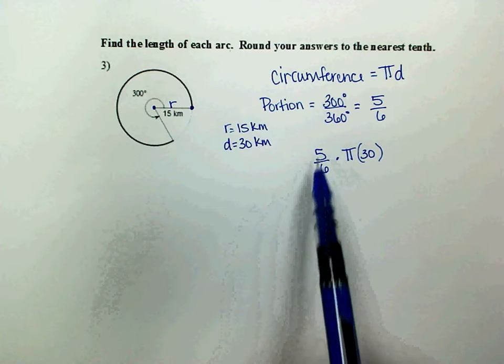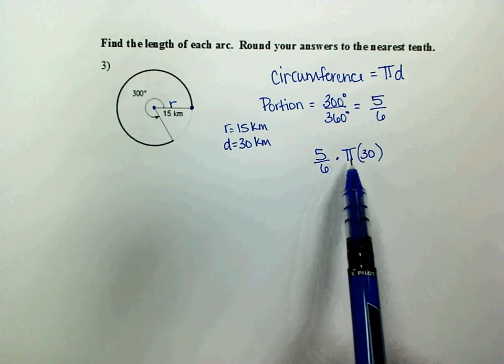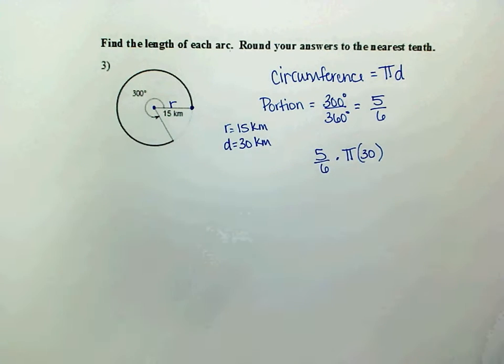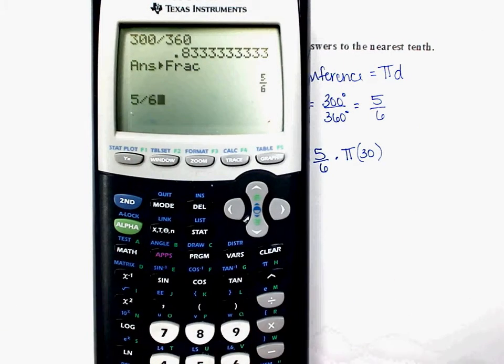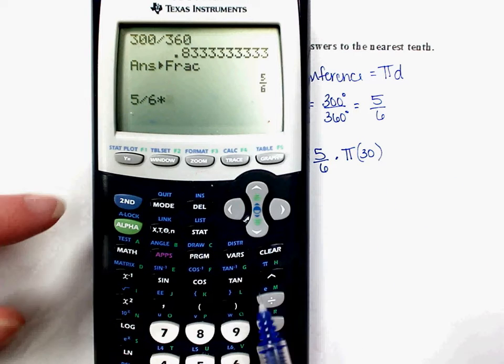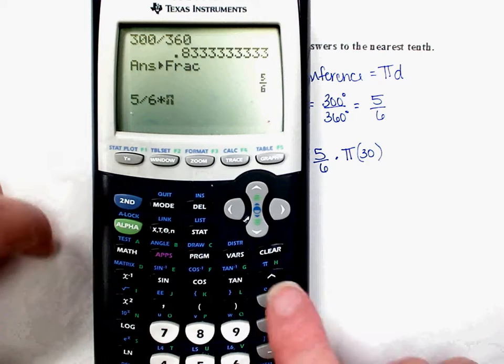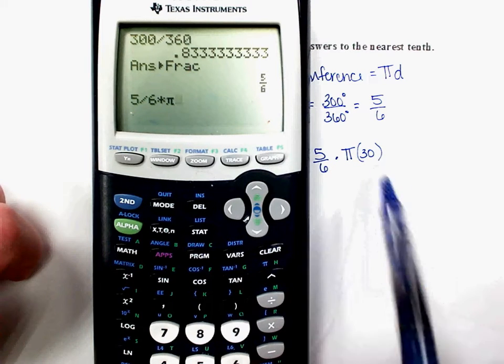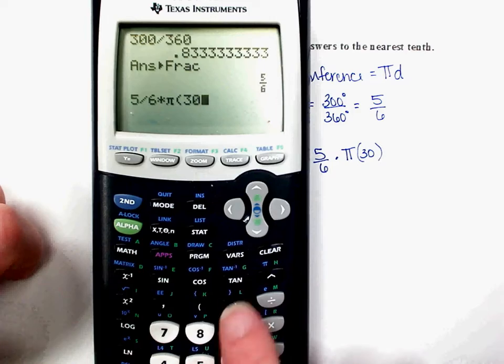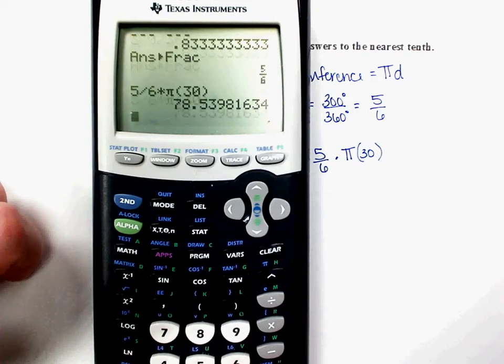I want 5/6 times pi times diameter. So in my calculator, I'm going to put that in as 5 divided by 6, that's the 5/6, times pi, which pi is in blue, so you have to hit the blue key and then the caret key there for pi, and then that's multiplication, or you can put that 30 in parentheses, it doesn't matter, and that's where we're going to get our answer.